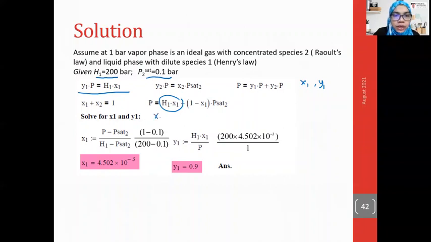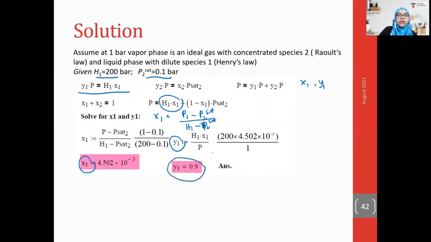So you may rearrange S1 equal to P1 minus P2 saturation over H1 minus P2 saturation. So finally, we can determine our S1 and then our Y1 here. You may use this correlation: Y1 equal to H1 times S1 over P. So finally, we can get the composition of Y1 here.